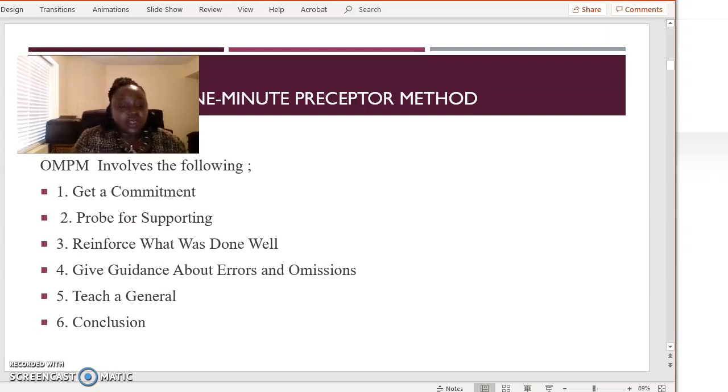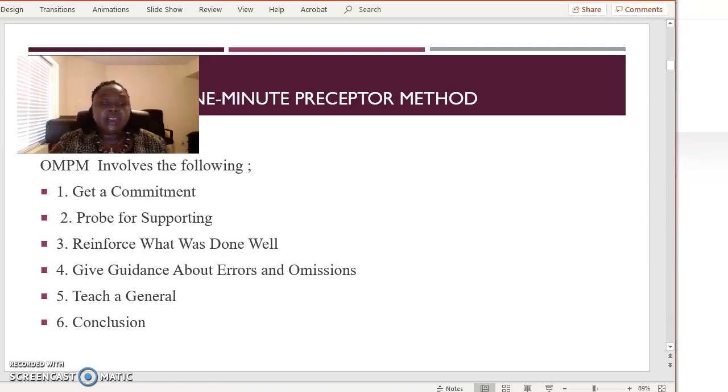So there is a process. What does this process involve? There is a commitment. So there is a need to get a commitment. The next step is to probe for supporting evidence. So if a student comes to tell me someone might have bipolar, I want to find out what kind of bipolar. Is it type 1 bipolar or type 2 bipolar?